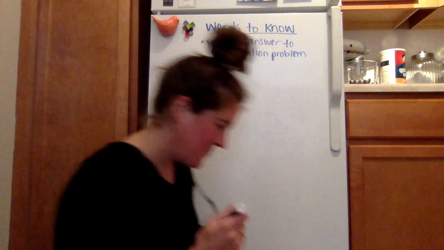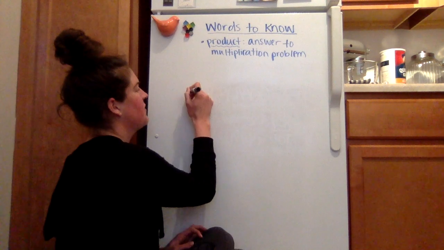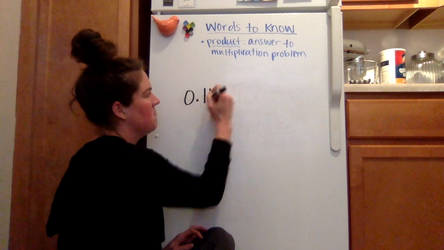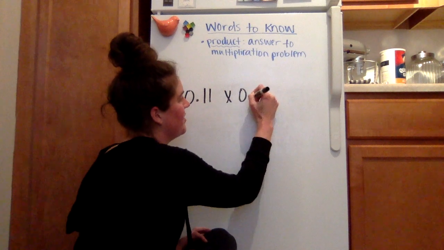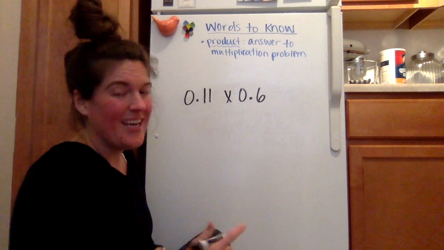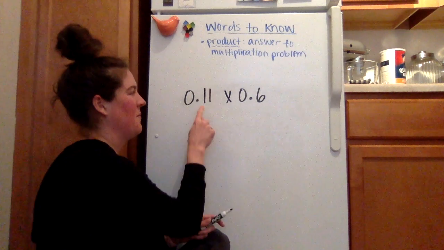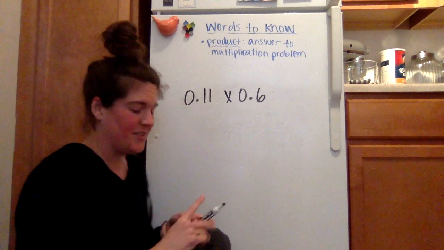All right, let's try another one. Well, I'm going to go a little crazy on you here. I hope you're ready for this. We've got 0 and 11/100 times 0 and 6/10. So I've tricked it just a smidge right here. We did not go for tenths. We're going for hundredths this time.